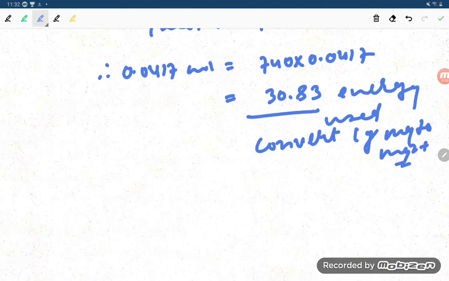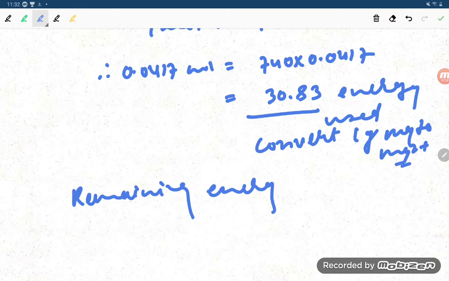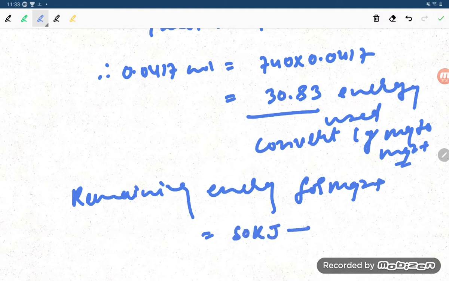Now how much remaining energy? This is a tough question, student, you have to solve so many steps. The remaining energy for Mg2 plus is 50 kilojoule total energy minus 30.83 for Mg. So how much will come, student? That is 19.17 kilojoule. This much is the remaining energy.